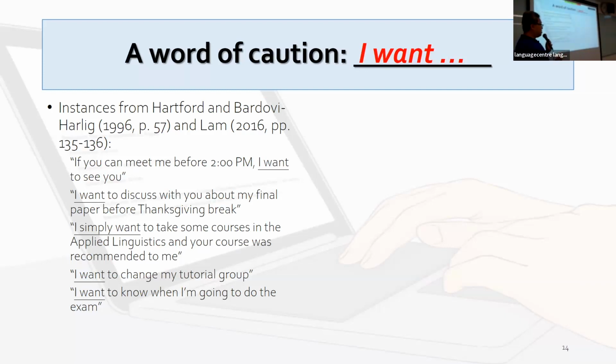There are 2 studies talking about this point. I'm showing you some examples to give you an idea of how email senders might use "I want" to make their requests. For example, "If you can meet me tomorrow before 2 p.m., I want to see you," or "I want to change my tutorial group," or "I want to know when I'm going to do the exam."